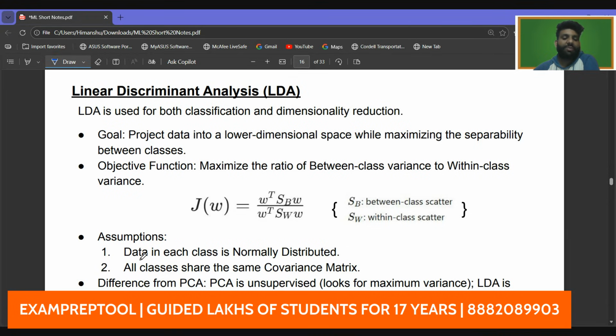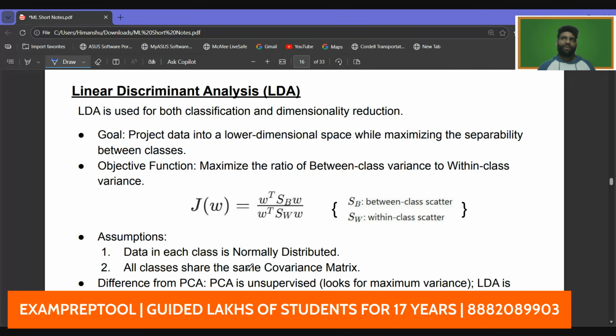So what are the assumptions? The data in each class is normally distributed and all classes share the same covariance matrix. That means within each dimension, both classes have the same variance. That has been already assumed. So that's the linear discriminant analysis assumption. If it doesn't hold, then we have to go to QDA, quadratic discriminant analysis. So always remember the assumption as well.